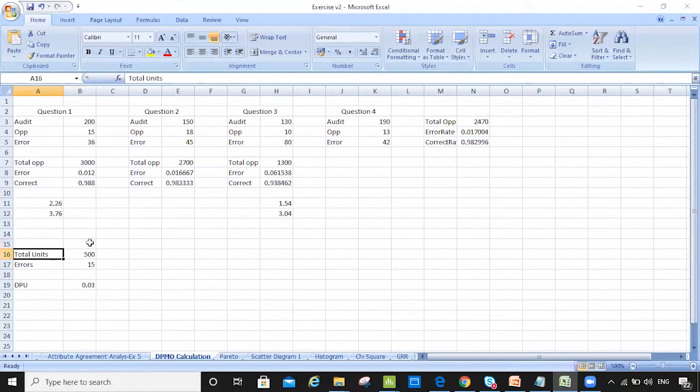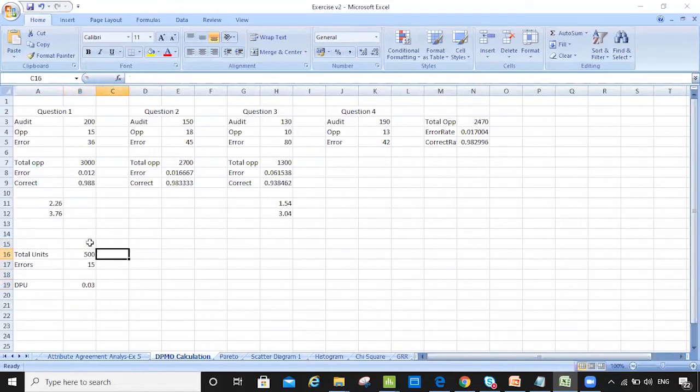So out of 500 units, I have 15 errors. Let's remove audit so that you won't get confused. I want to calculate DPU, so your defects per unit is 0.03, which is pretty good. When you prepare 500 units, you only make 15 errors, which is 0.03.